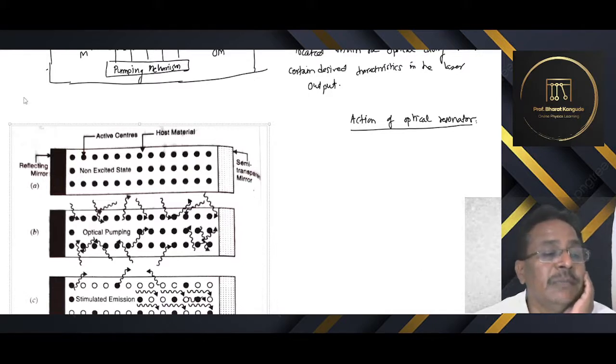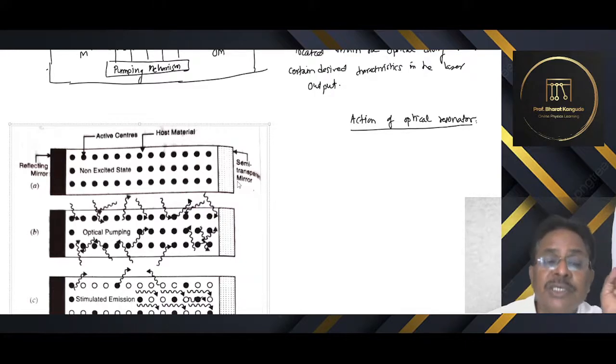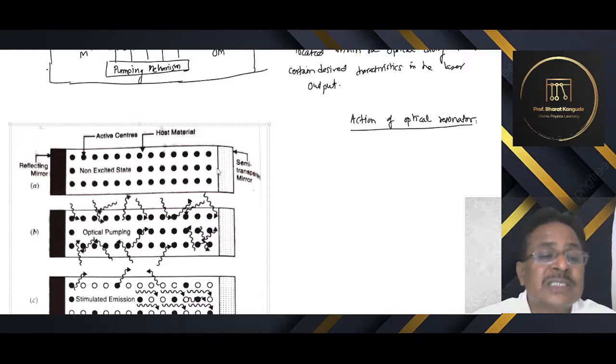Okay, now see diagram E. It shows a reflecting mirror on the left hand side and a semi-transparent mirror on the right hand side. The reflecting mirror is shown completely dark, so 100% reflection is there. On the right hand side, there is a semi-transparent mirror, which means 100% reflection is not there. Some transmission is also possible through this mirror. So these two mirrors are placed at the two ends of the active medium, in the non-excited state. Everything is shown as host material, and all these atoms are shown as active centers.